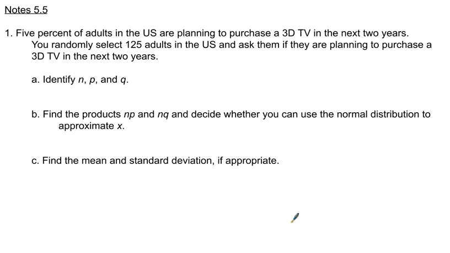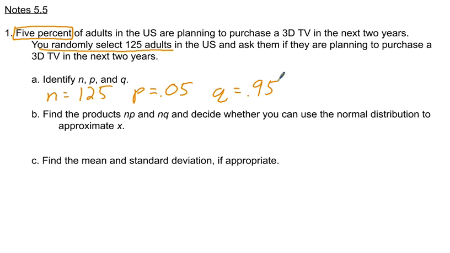Right. So looking at the problem, we are randomly selecting 125 adults, so that's n, that's the number of times we're repeating our experiment. And we want to ask them if they're planning to purchase a 3D TV in the next 2 years. Well, up here at the beginning of the problem, 5% are planning to purchase a 3D TV in the next 2 years. So our probability of a success is 0.05, and our probability of a failure is 0.95.